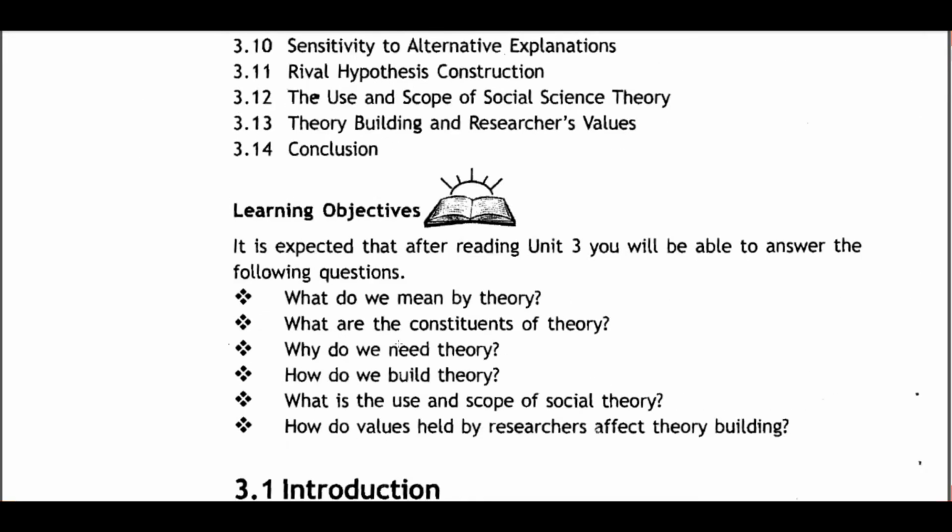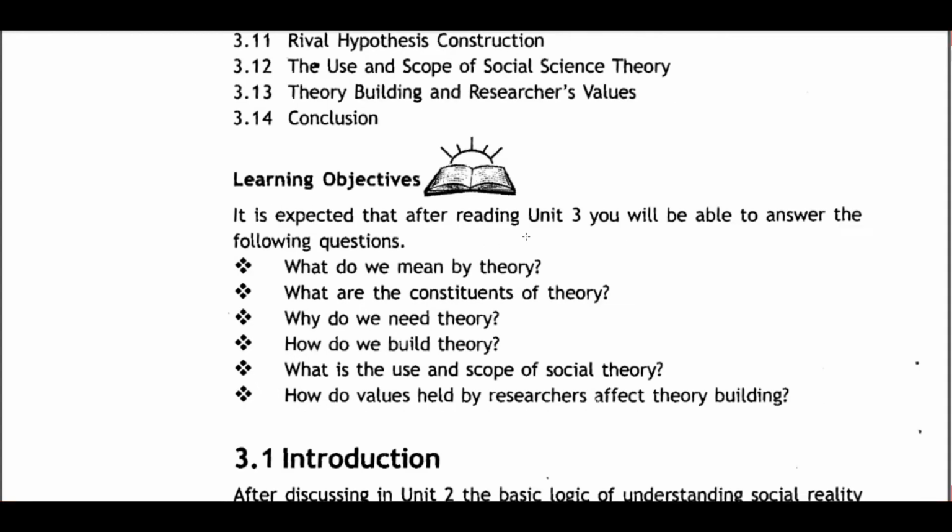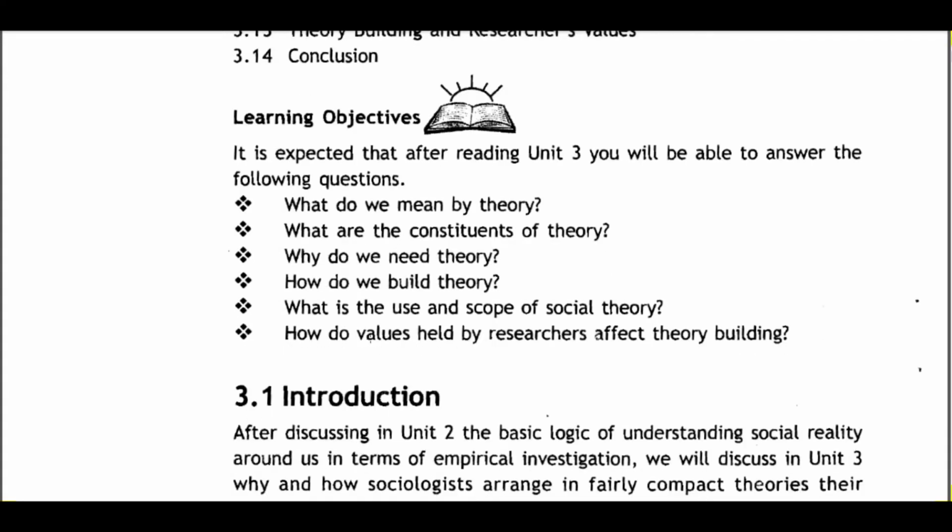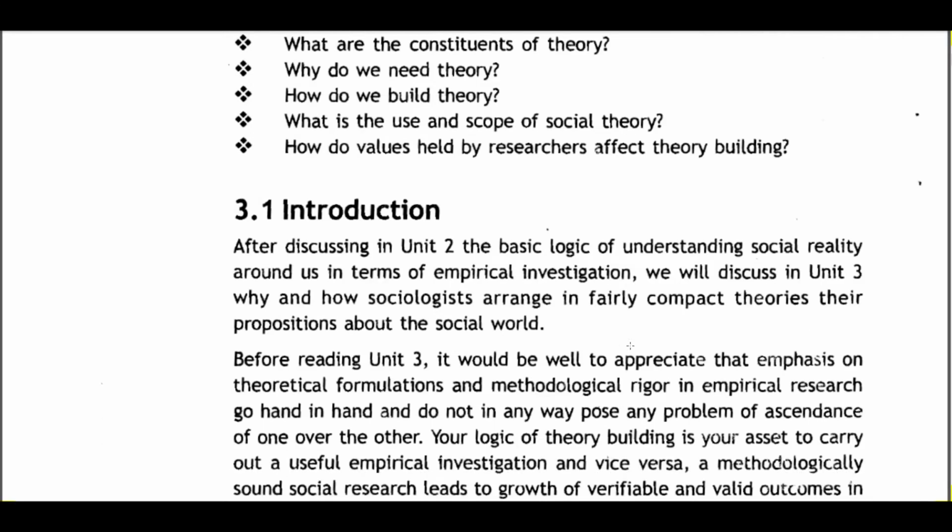Learning objectives. It is expected that after reading Unit 3, you will be able to answer the following questions. What do we mean by theory? What are the constituents of theory? Why do we need theory? How do we build theory? What is the use and scope of social theory? How do values held by researchers affect theory building?